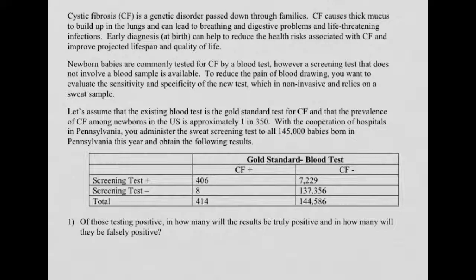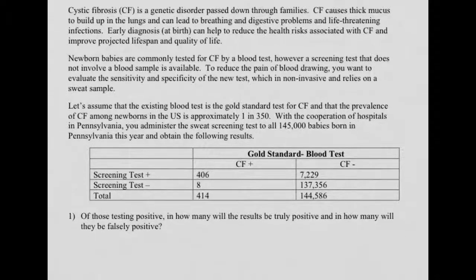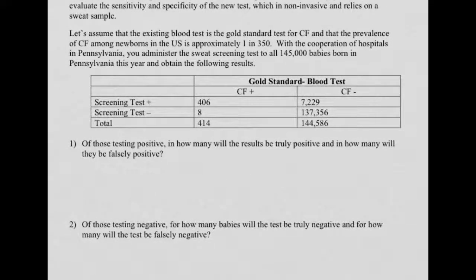Okay, so here's our table. It's already filled in for us, which is great. So the first question is, of those testing positive, in how many will the results be truly positive, and in how many will they be falsely positive? Okay, so this is asking a very simple question. Among those who test positive, so that is this row, the question is how many will be truly positive. So that's a true positive. And we know that cell is 406.